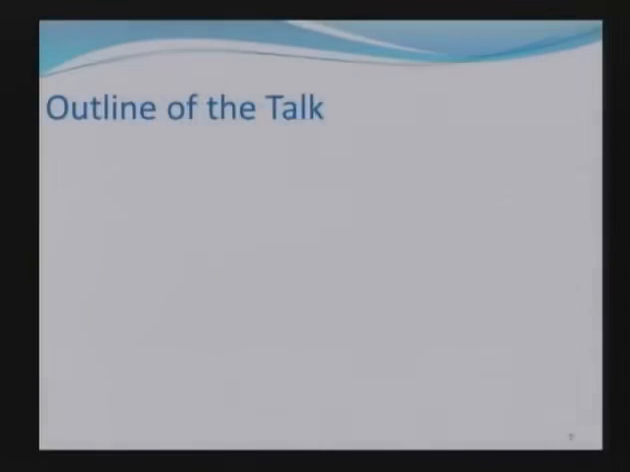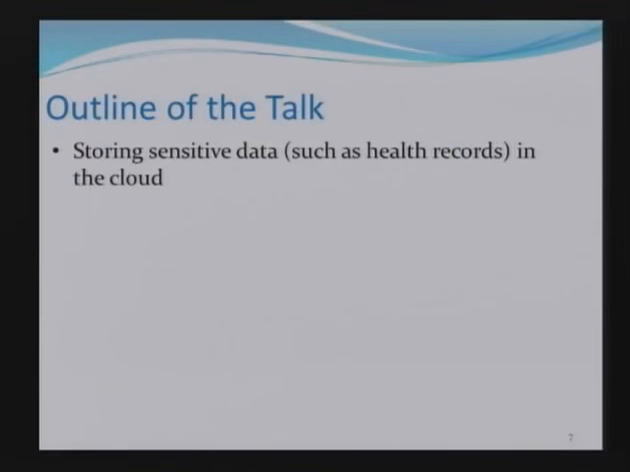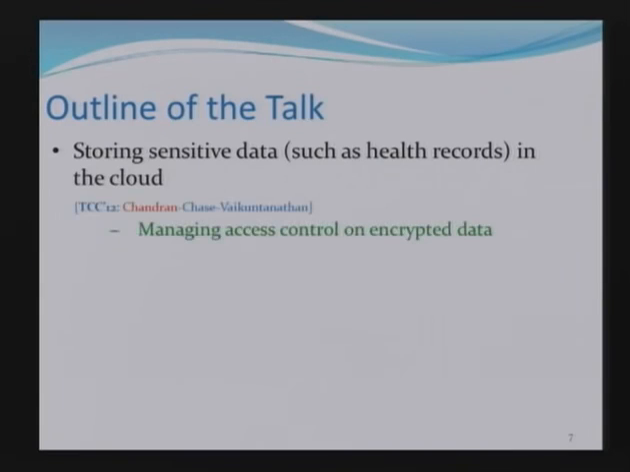Okay. So the outline of my talk is going to be as follows. As I said, it's biased by my research. There are three issues that I'll briefly talk about here. The first one is, how do you store sensitive data, such as health records, in the cloud, and still manage an access control on this encrypted data. For those of you who are interested, this is joint work with Chase and Vaikuntanathan. It appears at the Theory of Cryptography conference, and it will appear next month.